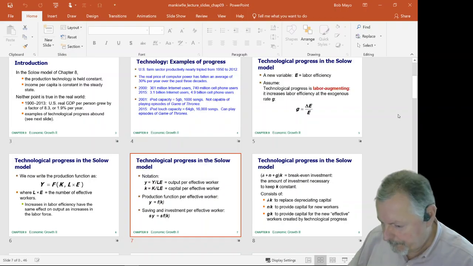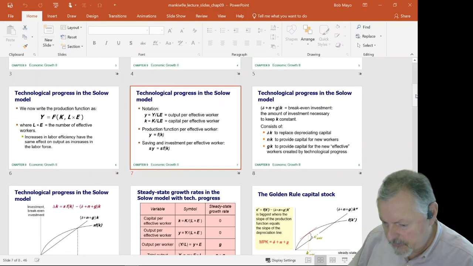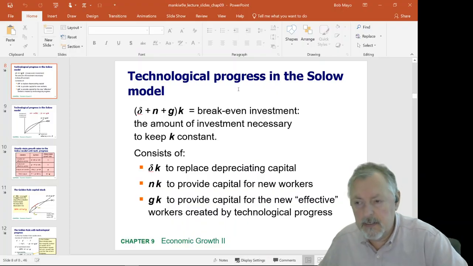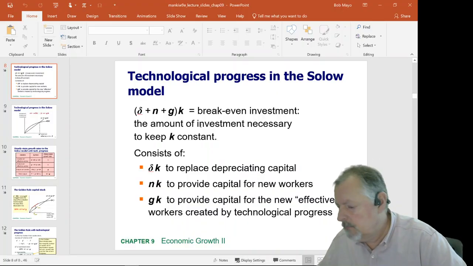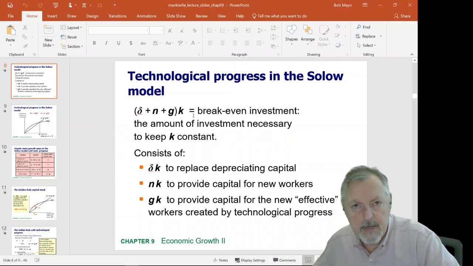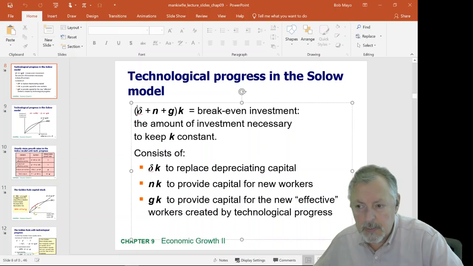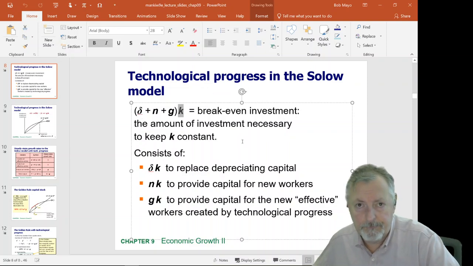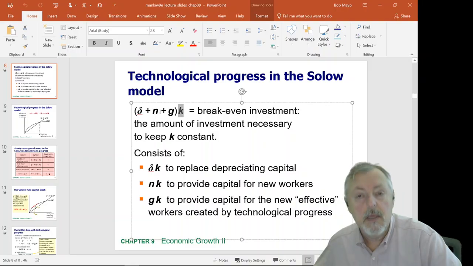Now, this means that your steady state is going to change, the steady state condition. If you do not allow for population growth or change in the quality of workers, then your break even is when the marginal product of capital equals delta, the depreciation rate, times the amount of capital you have. That's how much you have to replace every time period.